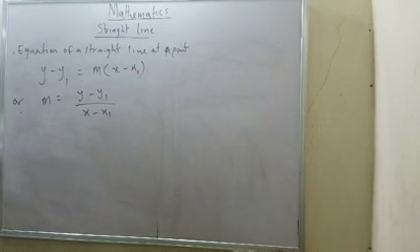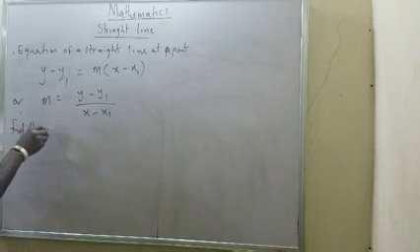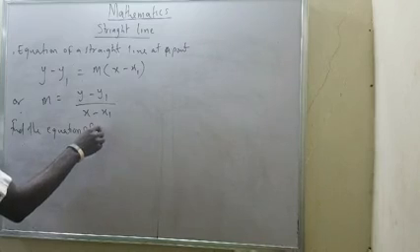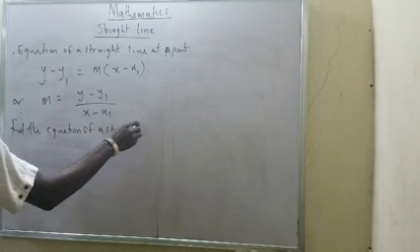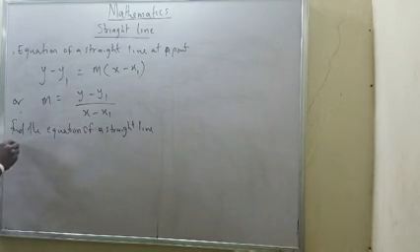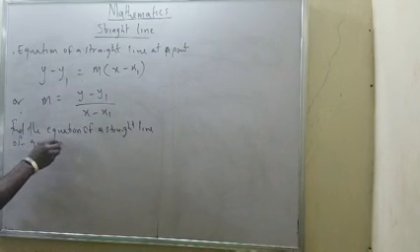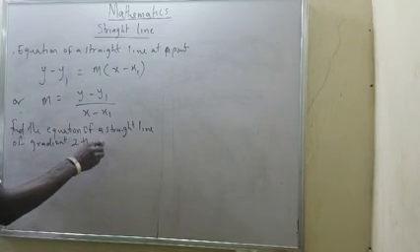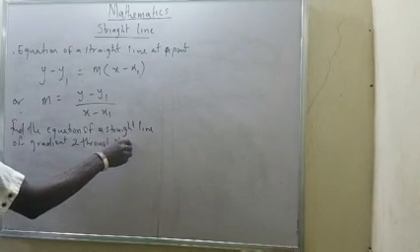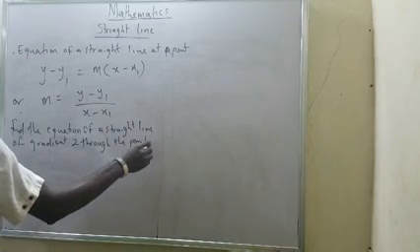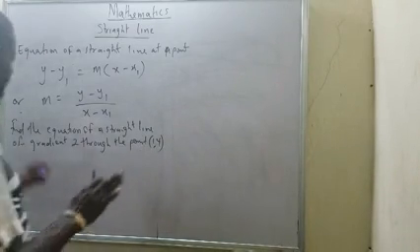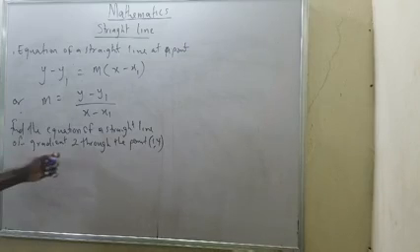Now, what is at a point? We'll be having something like this. Example, in any exam: find the equation of a straight line of gradient 2 through the point 1,4. Now, this is what I mean. It means I have only one point and I have my gradient.